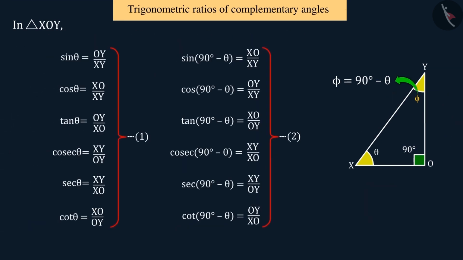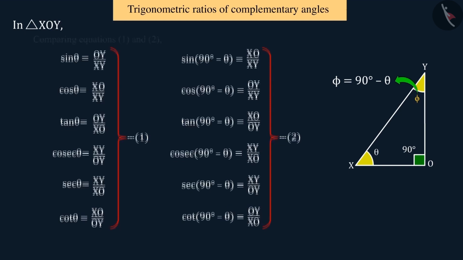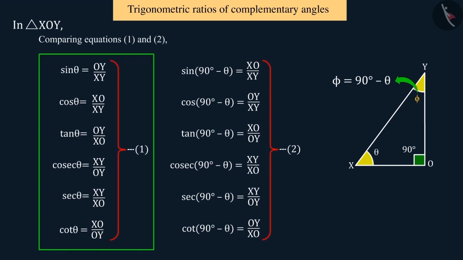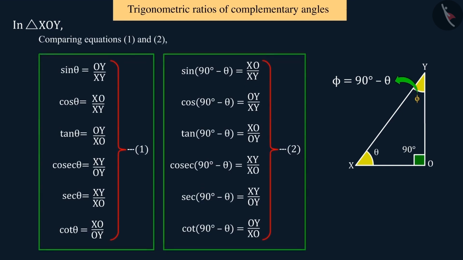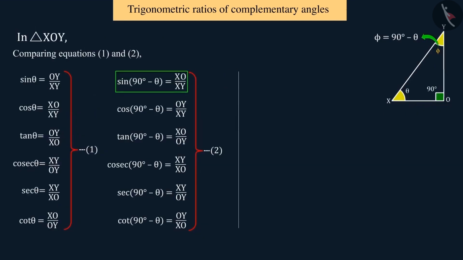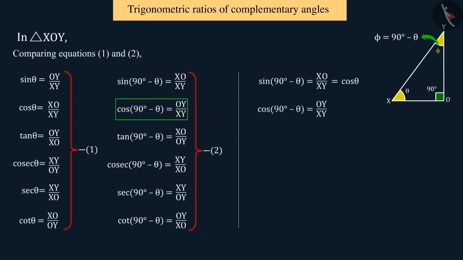Since we have to find the values of trigonometric ratios of complementary angles, let us compare equations 1 and 2. Thus, we can see that the value of sin(90 degrees minus theta) is equal to the value of cos theta. If you notice, you will see that the value of cos(90 degrees minus theta) is equal to sin theta.